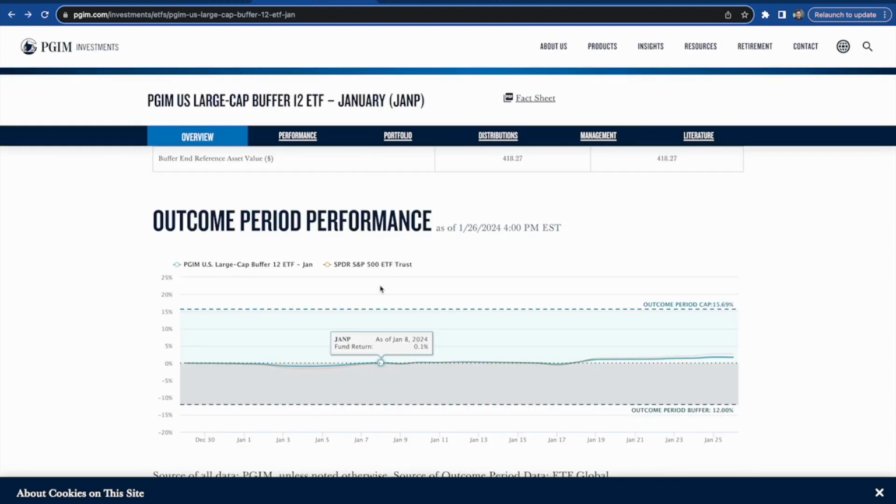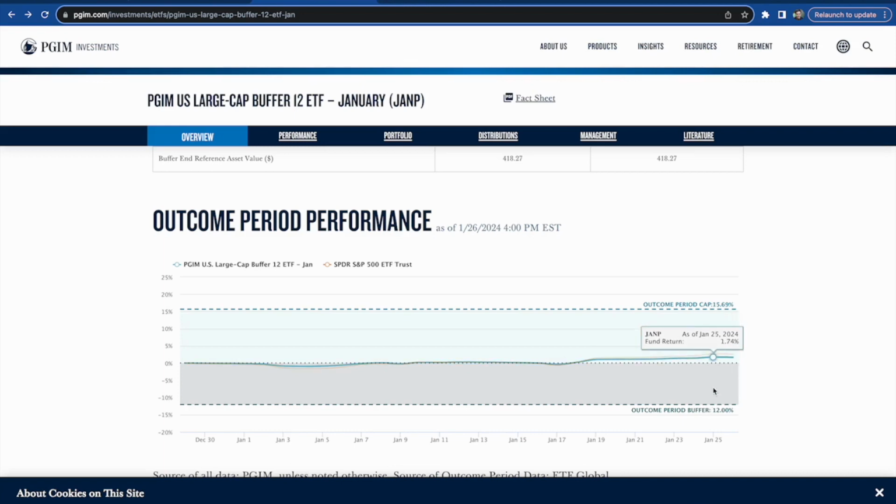Let's take a look at the performance of these ETFs over the last few weeks. As you can see, we have the Spider S&P 500 ETF Trust, the benchmark index they're trying to track, and their ETF. When the index was down almost 7%, the ETF was down 0.9%. So it offered some protection against the downturn, and when the index was up almost 2.6%, the ETF was up 1.7%.